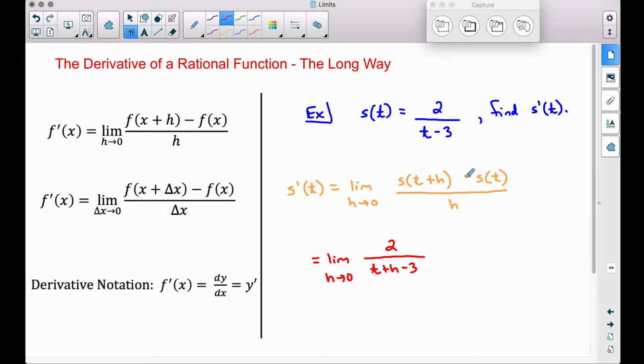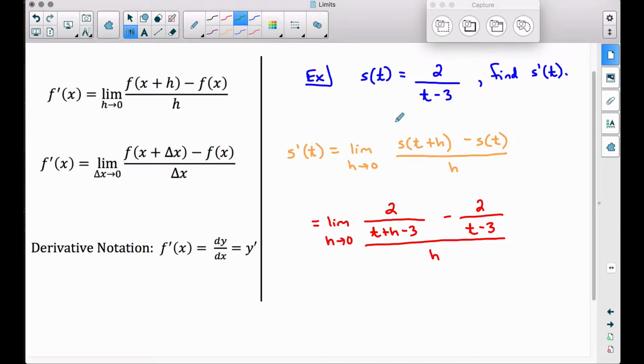And now we want to subtract s of t. Well, s of t is the exact same function we had given to us. So 2 over t minus 3. And then all of this is over h. So not only do we have different function notation, but we have some algebra that can be a little bit of a pain to figure out. And we can't take 0 and plug it in. We have a 0 in our denominator, h approaching 0.